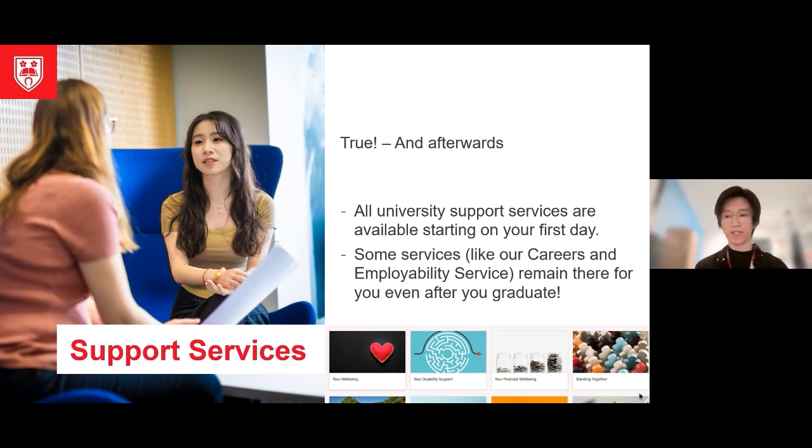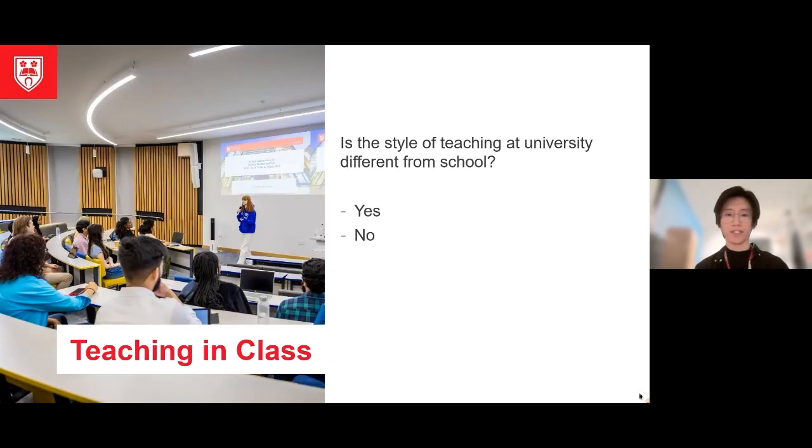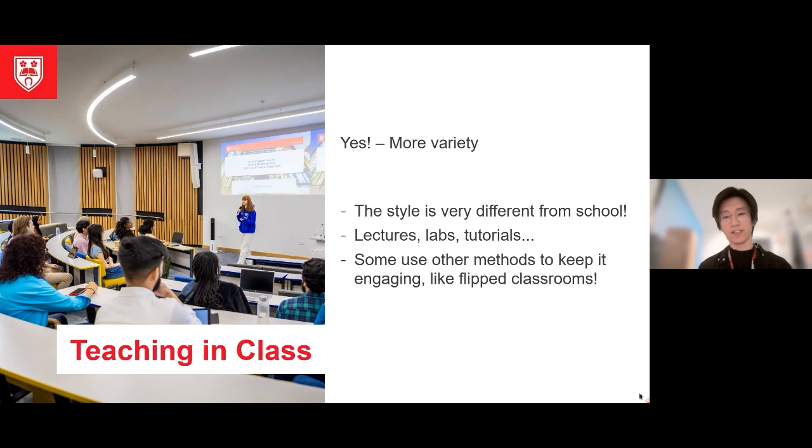How about the support you get in class? For example, teaching. You might be wondering, is the style of teaching at university even different from school? And the answer is actually yes. There's a lot more variety. For example, we have lectures, which is where you learn the theory, followed by the labs where you get to apply the knowledge to solve actual problems. And finally, the tutorials, which are like feedback sessions, where you get to learn about different approaches to solve a certain problem. And through these feedback sessions, you might learn that there might be a more optimal or efficient solution than the first one you thought of.